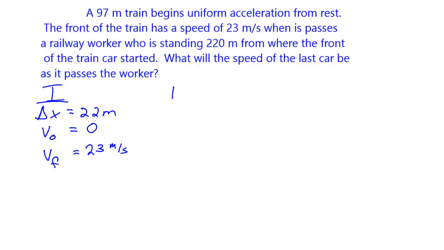In part 2, we have our delta x. This time it is 97 meters, because that's going to be the length of the train car that passes the worker. The initial velocity of that is going to be the final velocity from the first part, so 23 meters per second. And we're looking for the final velocity for that part.